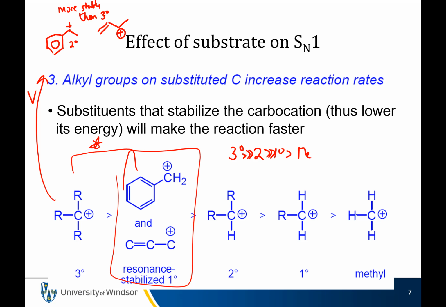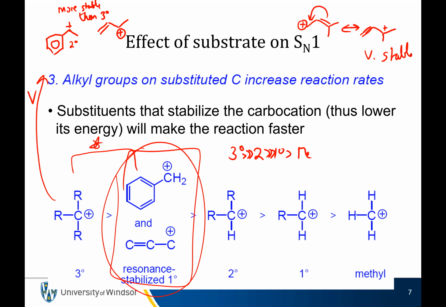Now another example I want to show, I'm going to put it up in this top right corner. Let's say we had something like this, and you're going, okay, well, it's resonance, but it's primary, so it falls into this box here. But I'm lying to you, because it's not primary, because this is in resonance with the tertiary carbocation that has resonance. And this is really very good. This is ridiculously stable.